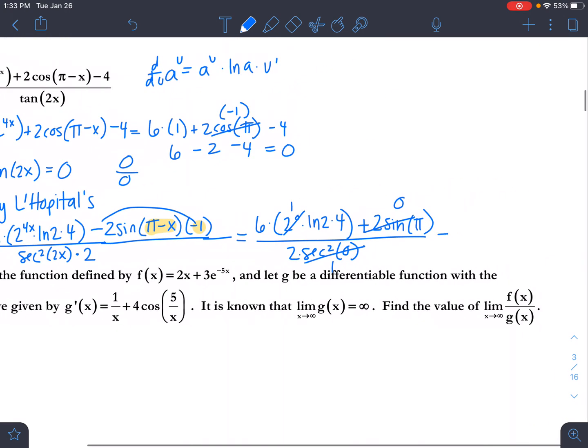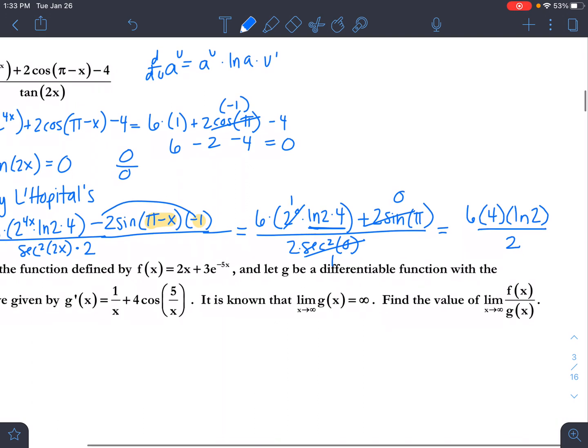So let's see. 6 times 4 times natural log of 2 divided by 2. So this gives me, I'm sorry, I'm running out of space here, 24 natural log of 2 over 2, which is 12 natural log of 2, final answer there.